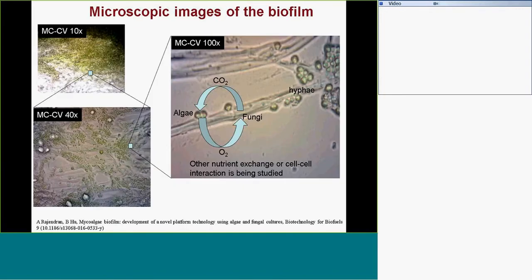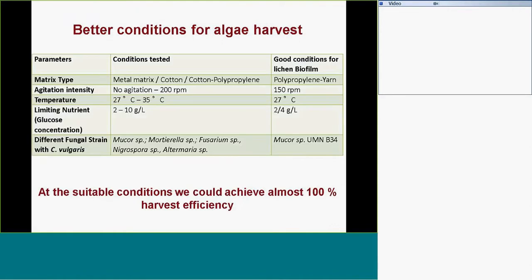Observations is through the microscopic. As I said, carbon dioxide and oxygen, they produce these two gases to mutually benefit each other on the surface. And then the research group tried to optimize those processes for algae harvest and for nutrient removal.